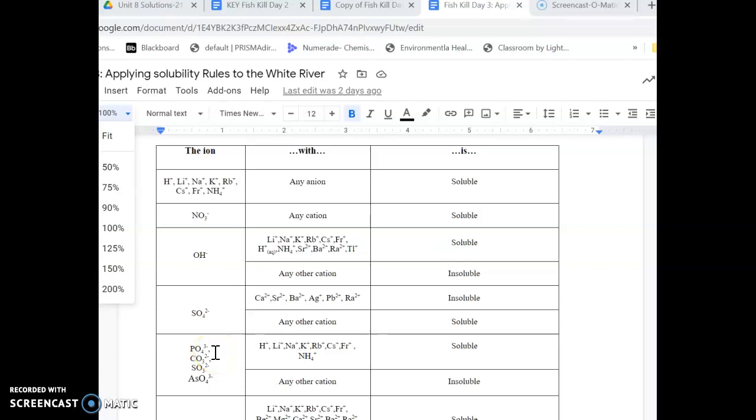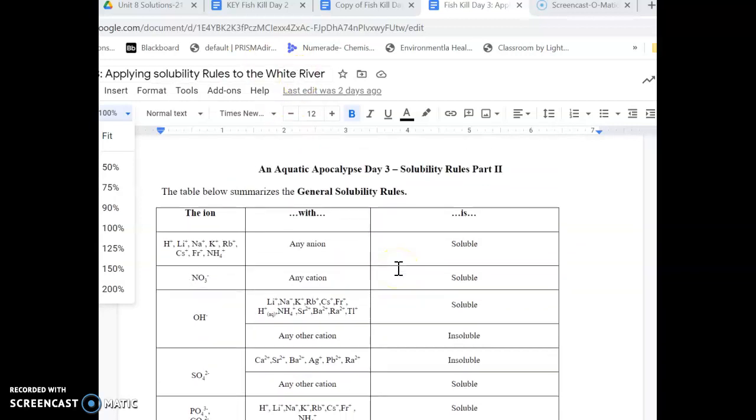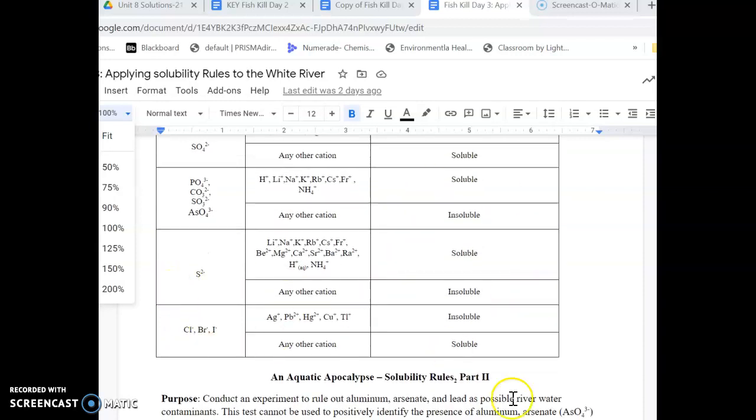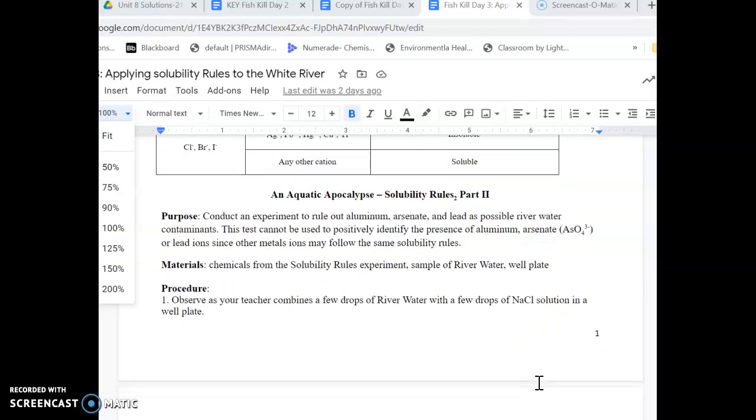Today we're doing Fishkill Day 3. This one is applying the solubility rules that we learned on Day 2 to the White River itself. So the very top of it is just the answer key to the bottom of Day 2. This chart you will be able to use on your quiz.